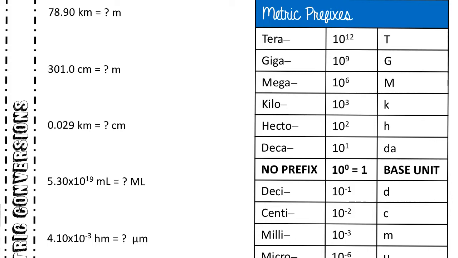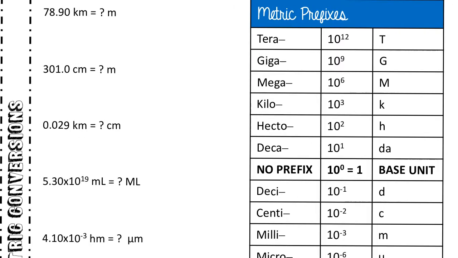All right, last little part of factor label or dimensional analysis is just basically using the metric prefixes and going from one unit to the other. So I'm going to kind of point you to this table right here. It's got metric prefixes, and here's where the base units are. The base units for the metric system are going to be meters, grams, and liters. So that's the base unit.